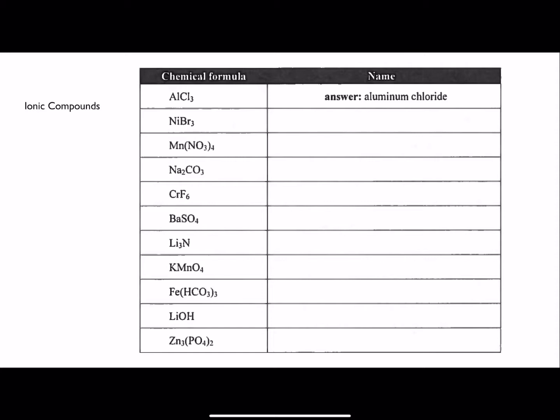If we take a look at the next one, NiBr3, well, Br, that's bromide, and bromine can only take on a -1 charge to be bromide. Nickel is a transition element. It can take on more than one possible charge. So therefore, I must provide Roman numerals to identify the charge on the nickel. So this would be nickel 3, because I need 3 positive charges to balance out my bromide. So this is nickel 3 bromide.